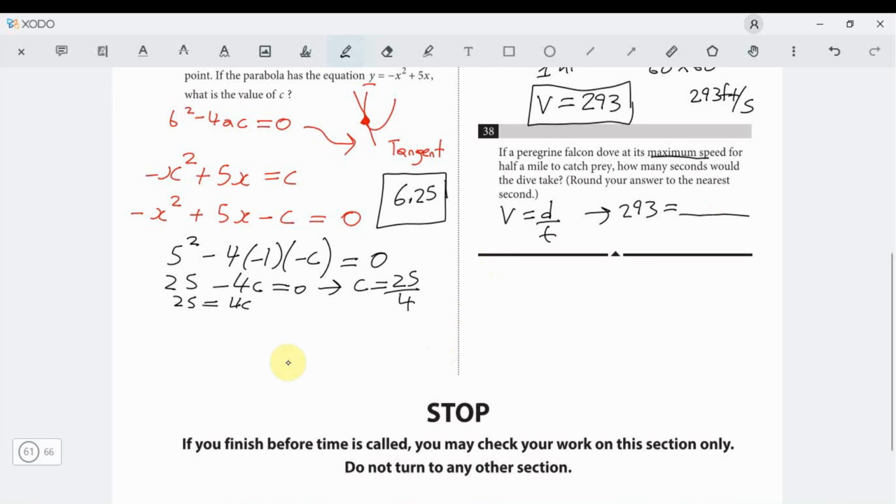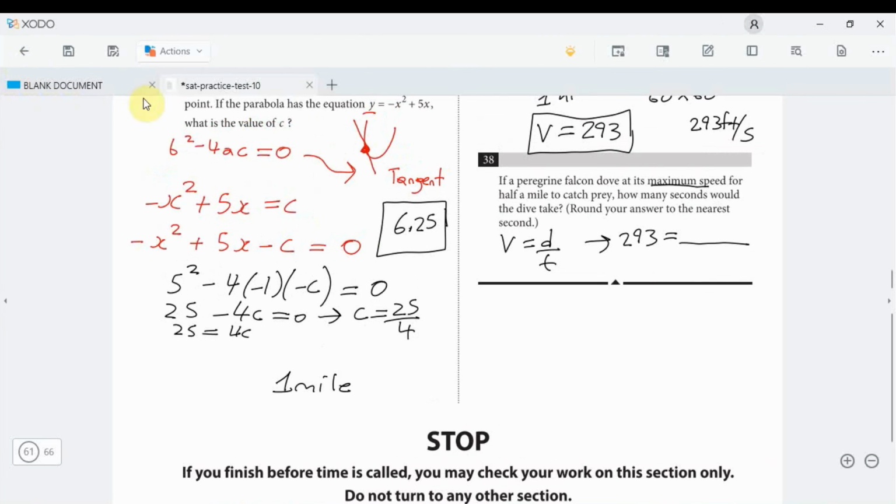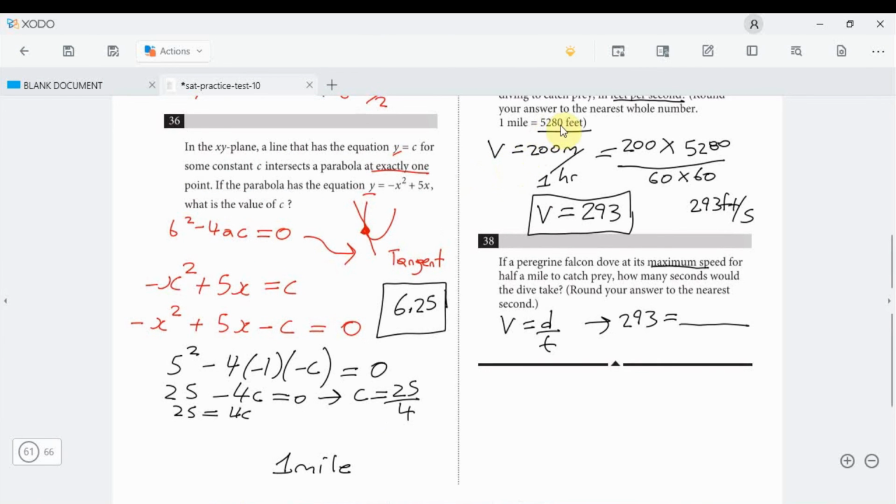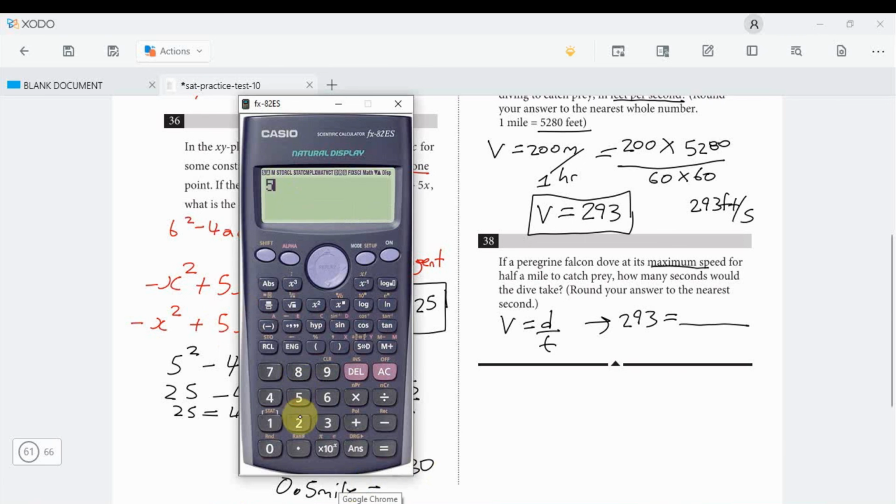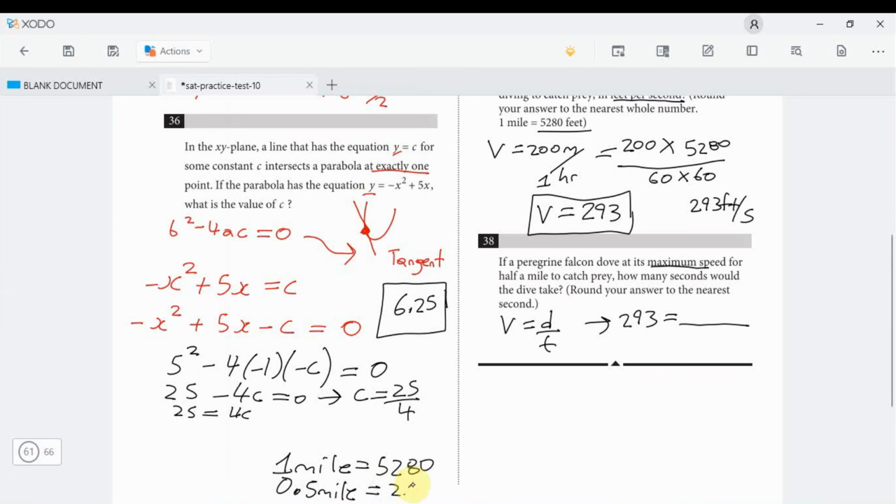But remember, they told us 1 mile was 5,280 feet. That's 1 mile. So therefore, half of the mile, we need to divide it by 2. 5,280 divided by 2 is 2,640. So therefore, the distance is 2,640 feet. We divide it by time, and the time is what we're trying to find, t. So if we transpose it, t is equal to 2640 divided by 293.